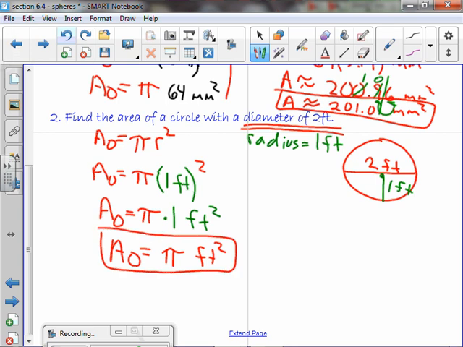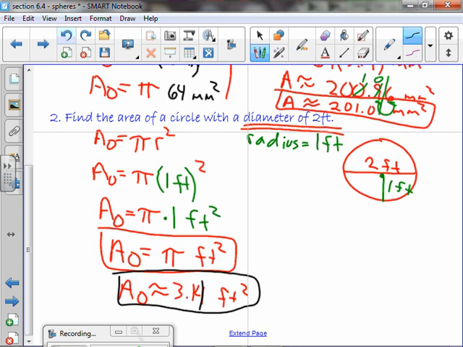And if I wanted to approximate to the nearest tenth, well, it's approximately 3.14 feet squared. And when I round that to the nearest tenth, I just take off the 4, and I get my area is approximately 3.1 feet squared. Okay, that was a good question, and we are going to go into some new stuff today.